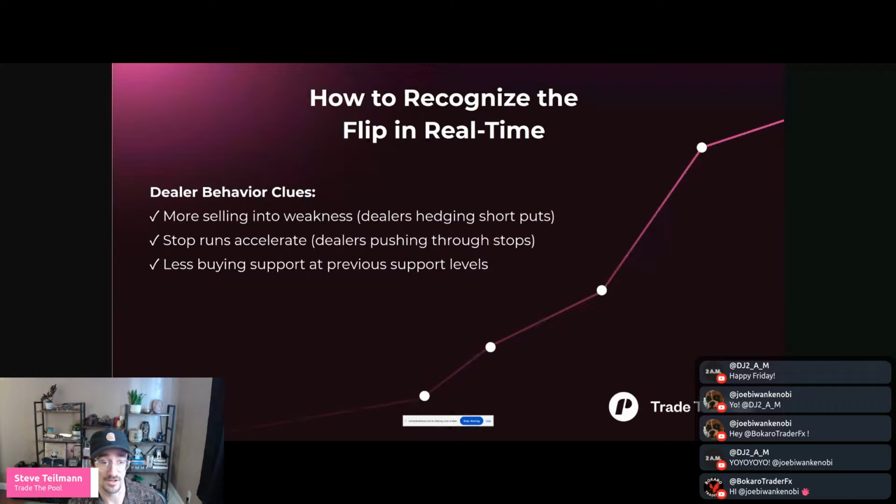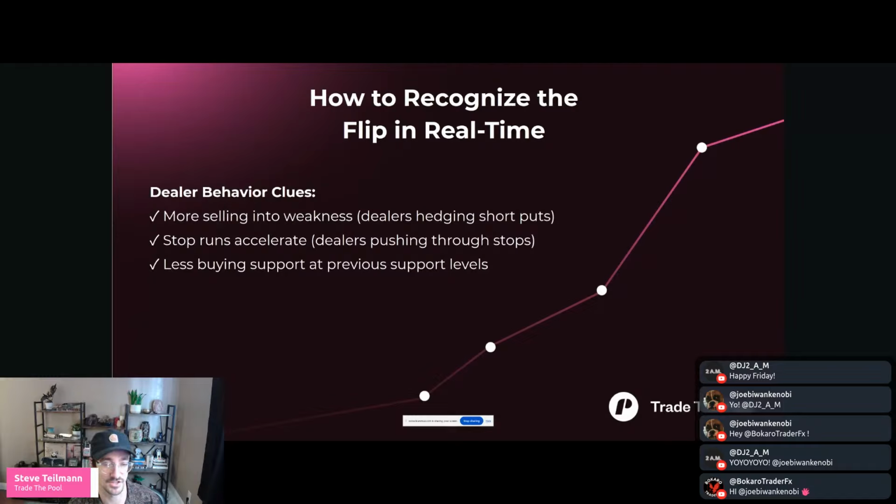So you'll be seeing more selling into weakness, and that represents dealers hedging short puts. So they're basically saying, okay, I'm short puts overall, but it seems like the market's going to fall. So I need to hedge those and sell into the weakness. And so stop runs are going to kind of accelerate. And that's essentially just the pushing action of shaking people out of the market, pushing those stops out, running those stops as the volatility increases.